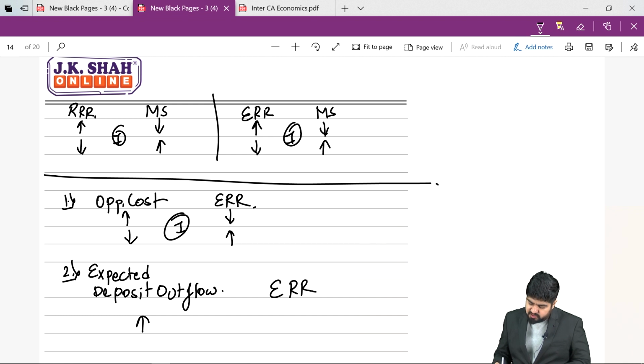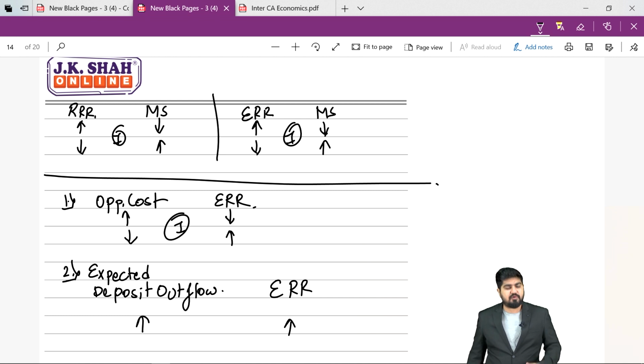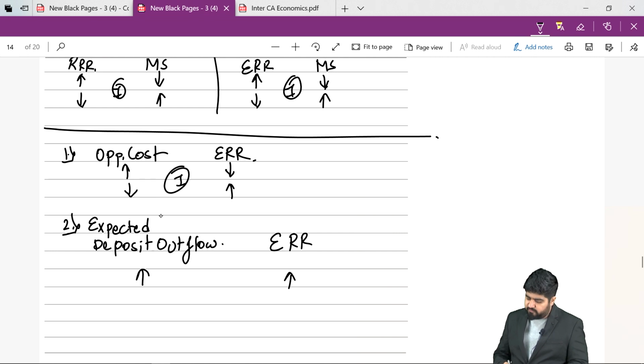So at that time, you need to maintain a higher level of reserves, right? If they come and ask for their own money, and you say, sorry bro, I gave it out as a loan, I don't have it, they will start pelting stones directly, not on the glass, but on your head. So don't do that. So if the expected deposit outflow is more, then the excess reserve ratio will be high, and vice versa.